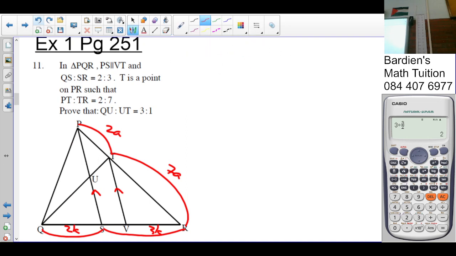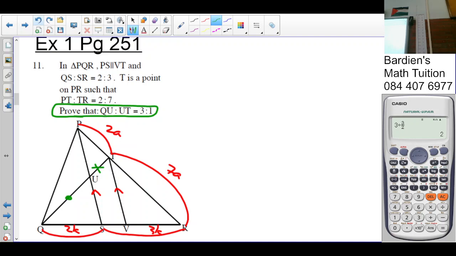Now the question says, prove that QU over UT is equal to 3:1. So in other words, it's a proof that will show that question. So that means we must end off with this. Can we use that in the sum? No. That is why you're not seeing me put a 3b and a b there. Can you see that, people? I must end off with 3:1, or 3 over 1, or 3 in this case.